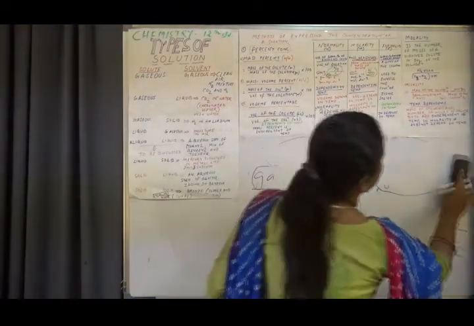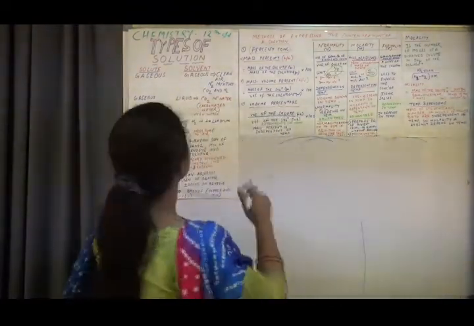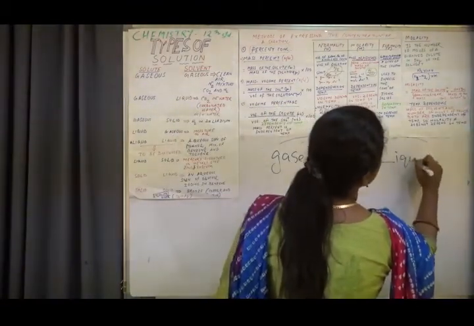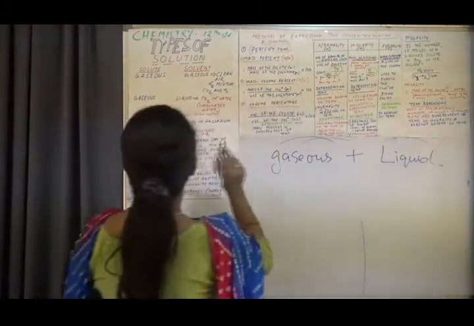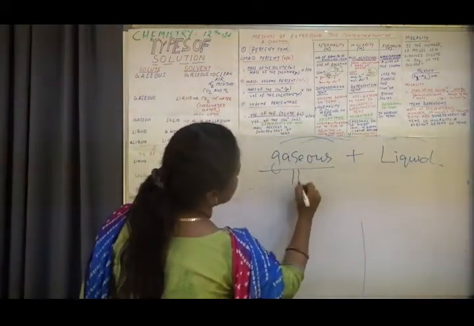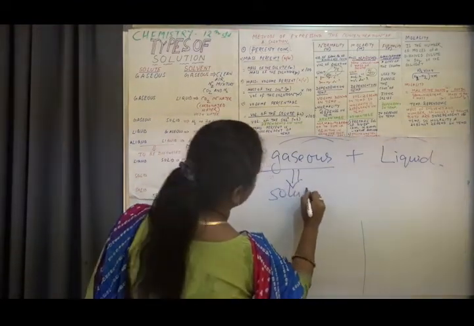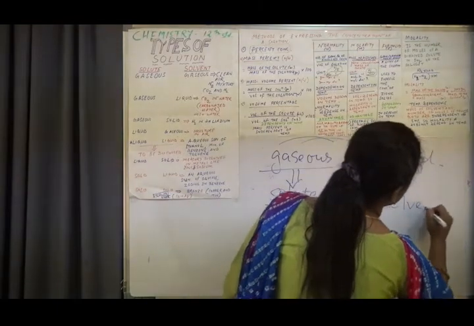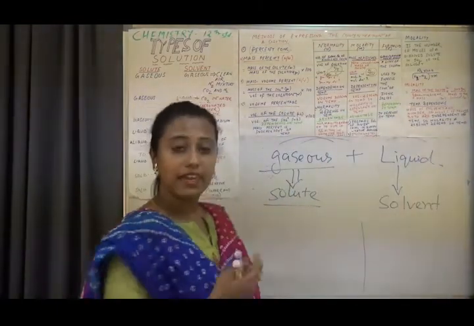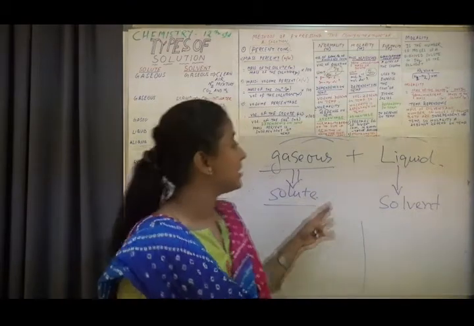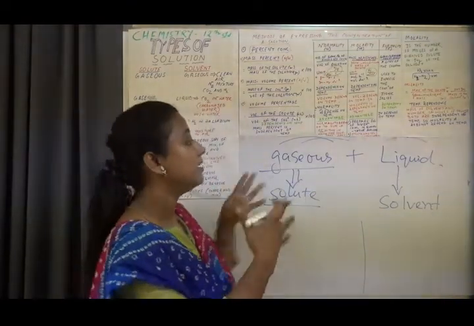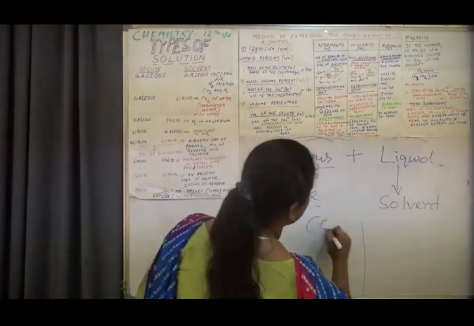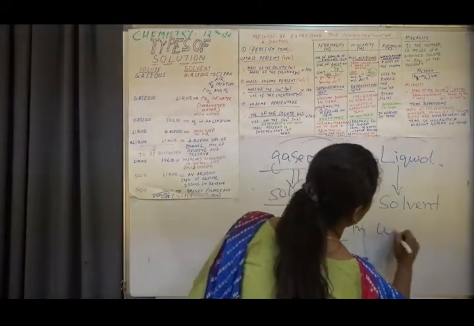Coming to the next one, gaseous and liquid. What do you mean by a gaseous and liquid solution? In this case, the gas is the solute and the liquid is the solvent. A gas is mixed in a liquid to form the solution. What will be the examples? An example can be CO2 in water.